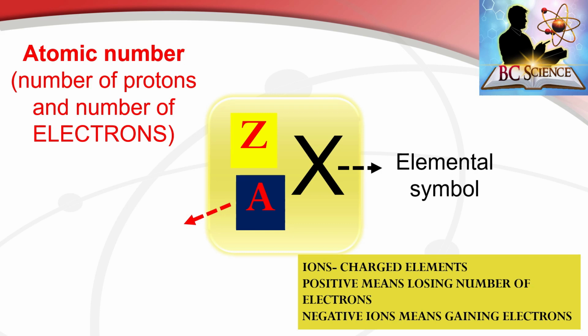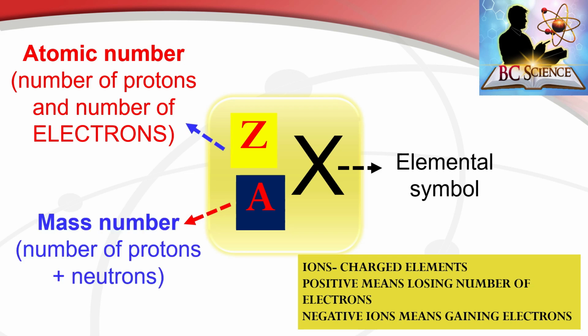To begin with, it's very important that we recall the anatomy of an element. So we have the element symbol, the atomic number, which pertains to the number of protons and electrons also, and the mass number, which is the total number of protons and neutrons in a neutral atom. But since we are talking about charged elements, which are known as ions, take note of two things. Positive means that electrons are being lost, while for negative ions, it means that there is a gaining of electrons.